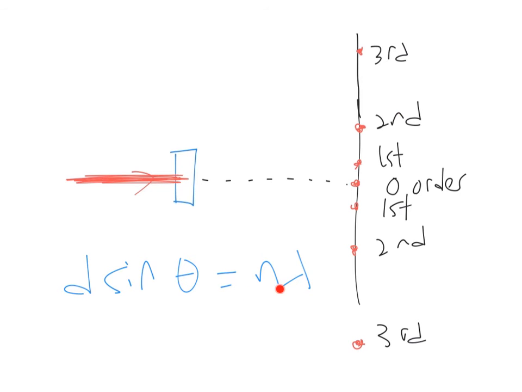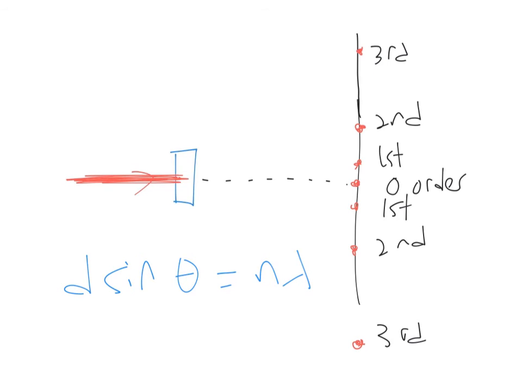Now why is it 2? Because remember, this represents the path difference. d sin theta equals the path difference. So second order is when the path difference is 2 lambda. That's why you substitute n as 2. If you're solving for third order, then the path difference is 3 lambda. That's why you substitute 3. So this represents the order number.